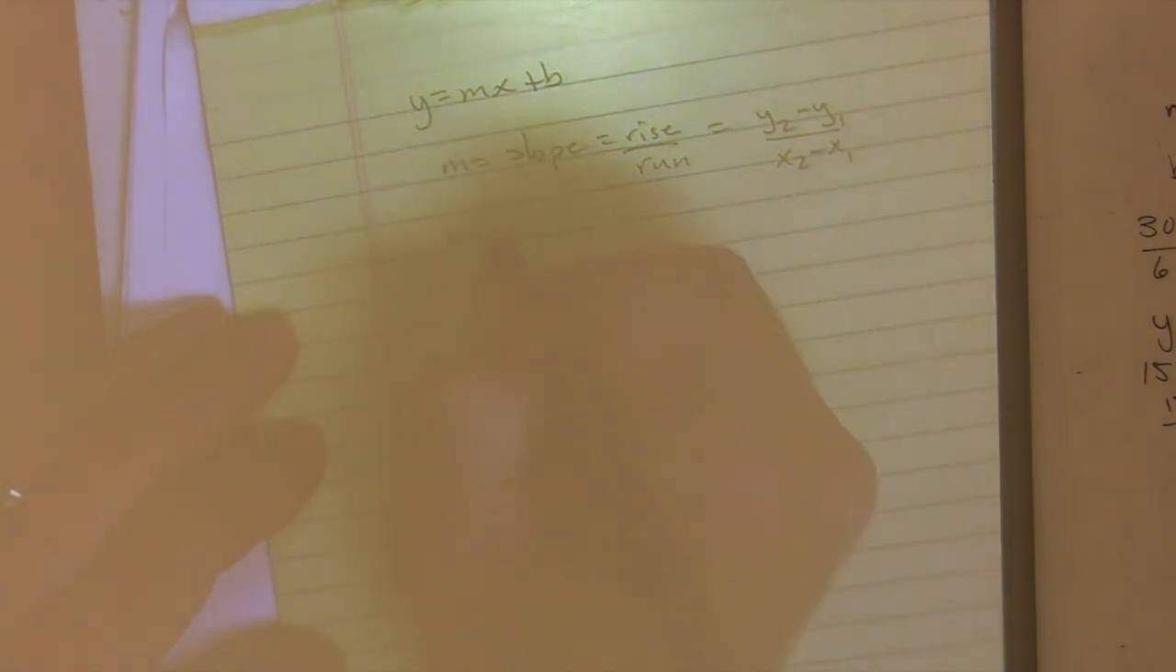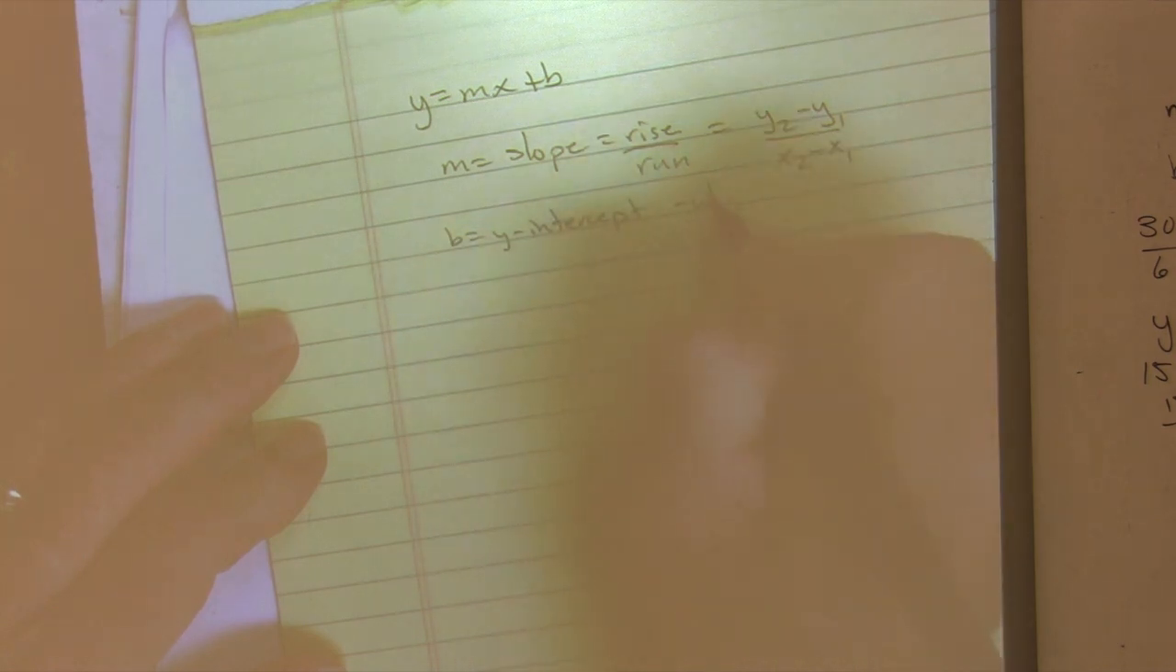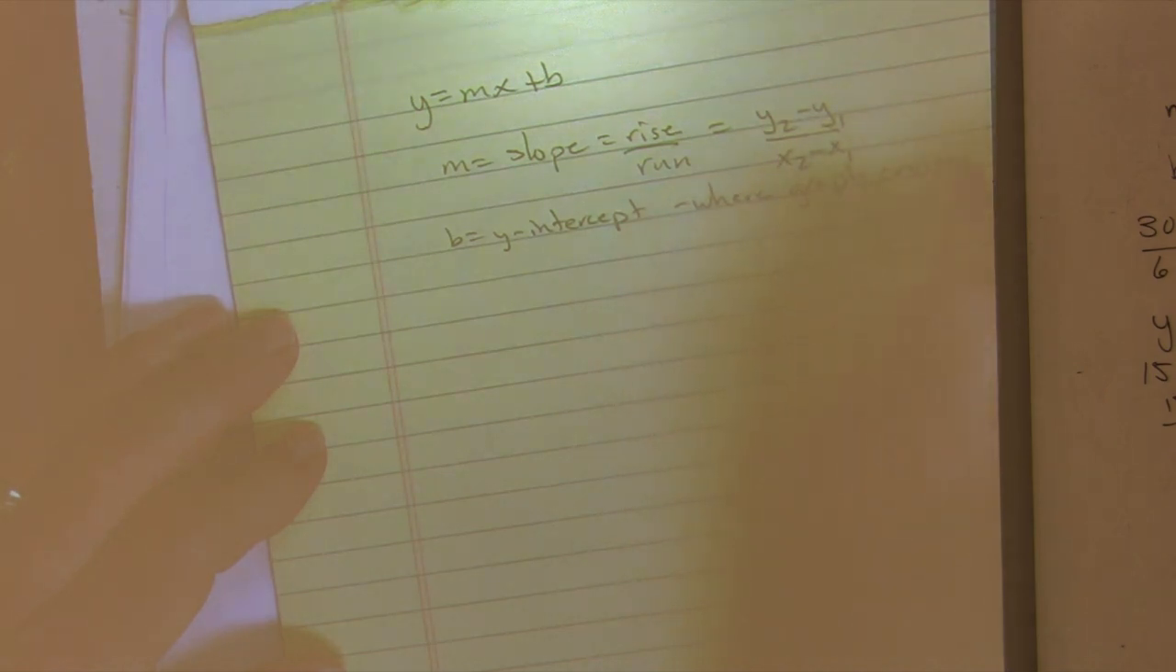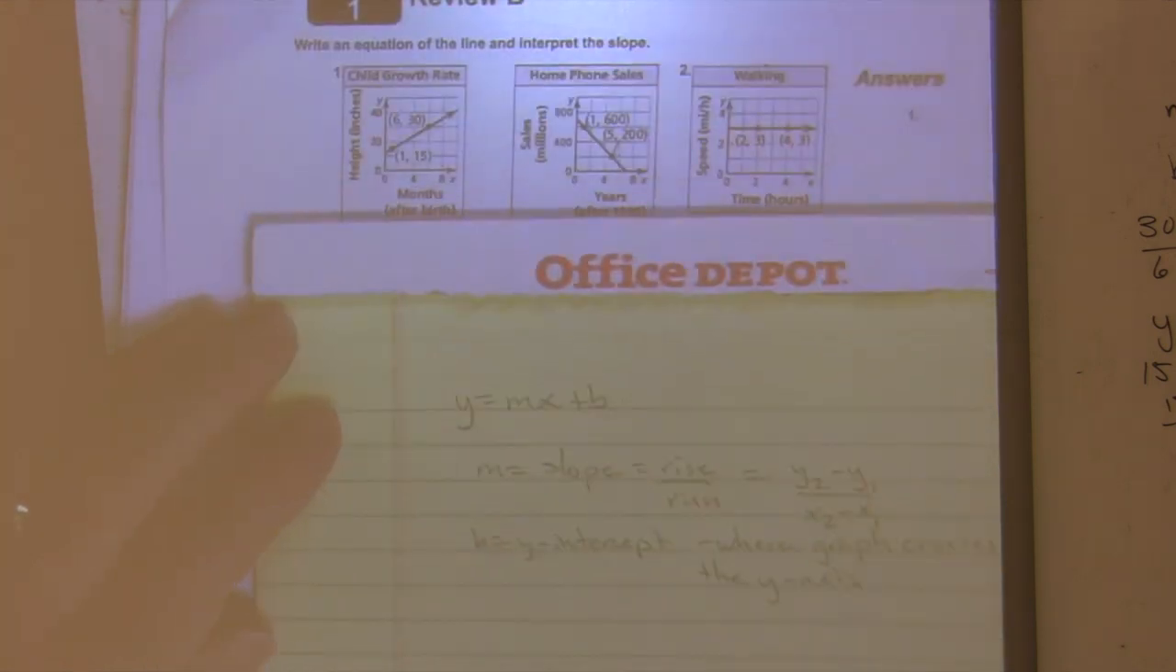B, remember, is the y-intercept, and that is where it crosses, so where the graph crosses the y-axis. Okay, so those are the two things that we need to be able to find in this. So when you look at this, they give us two ordered pairs.